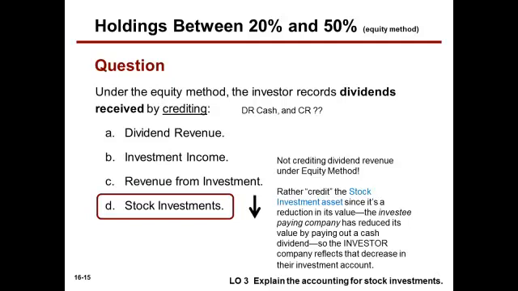The stock investment account goes down when dividends are received from the investee corporation, because that investee corporation has lowered its value by using its cash in paying that dividend.